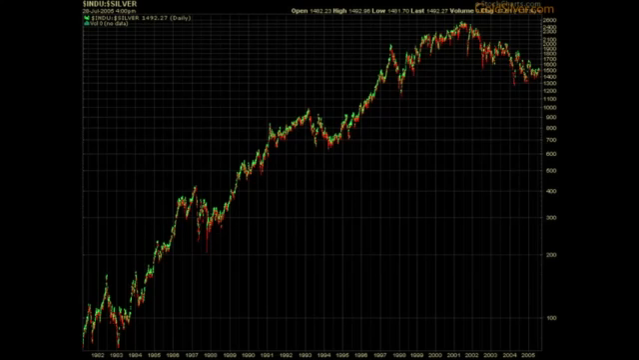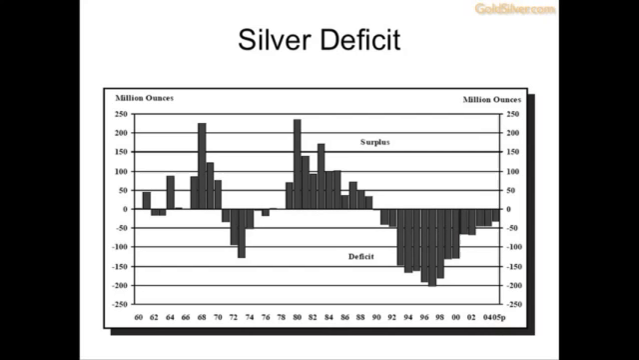The Dow-gold ratio, the Dow-silver ratio. This started out at around 50 here in 1980, but it even goes lower than that. This is 81. It goes a lot lower than that in 80, but we're currently still at 1,500. So silver has a long way to go to get back to its equilibrium. The silver deficit. Now we're finally getting to the silver story.